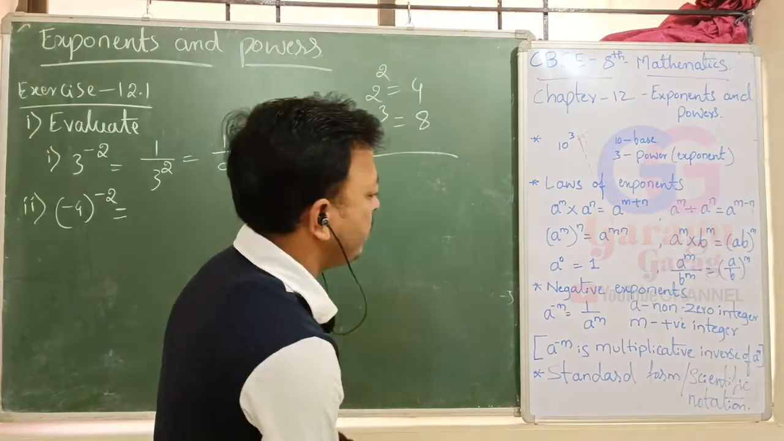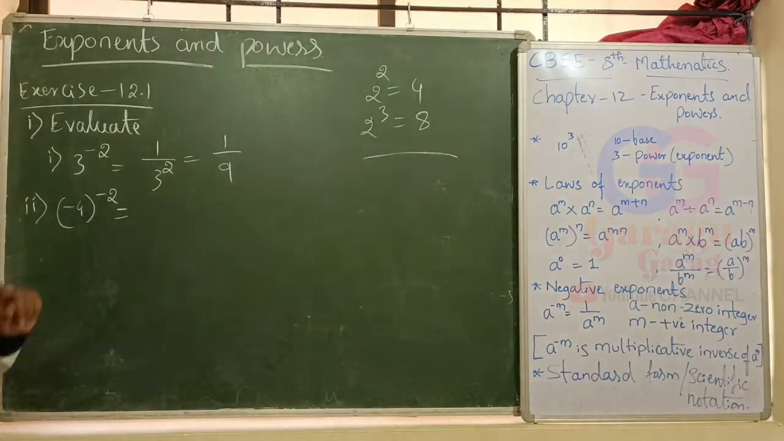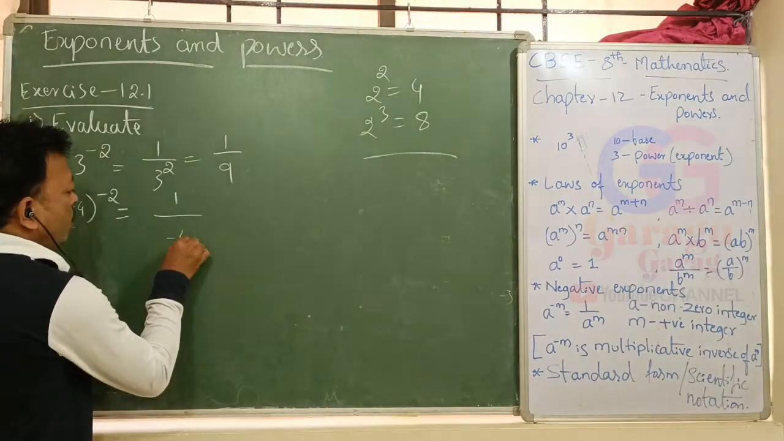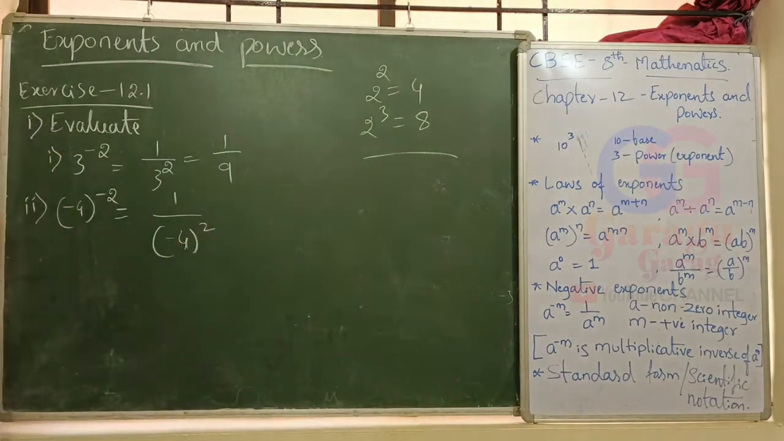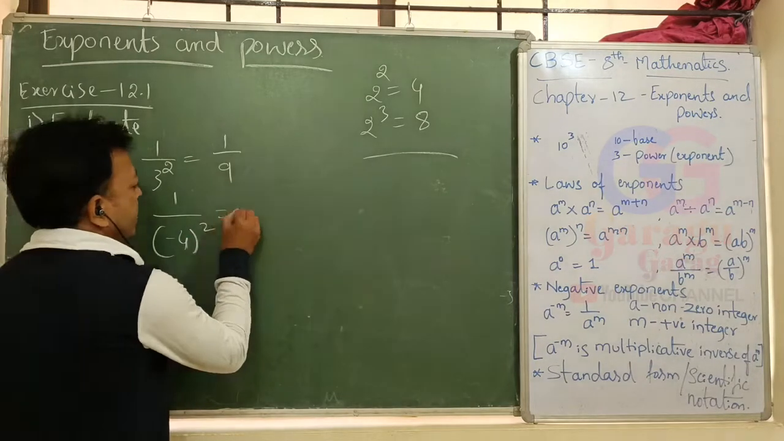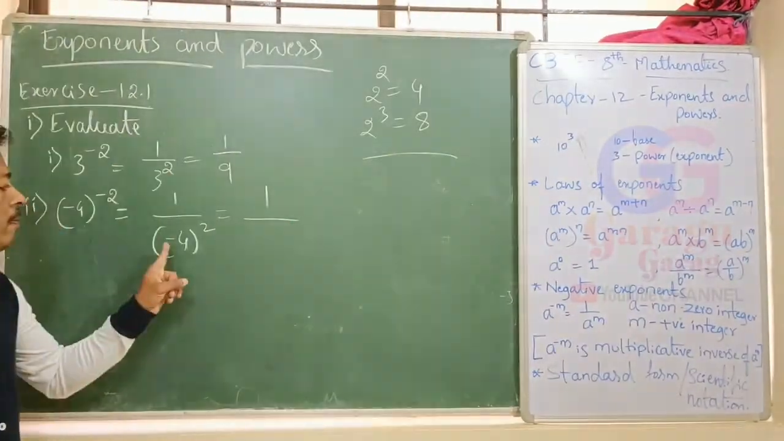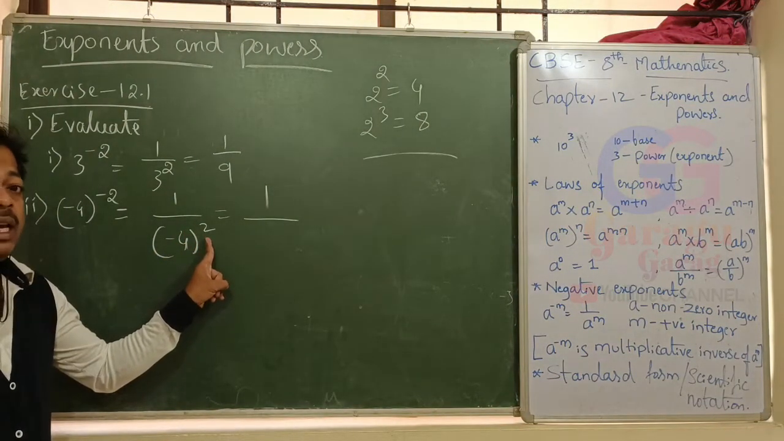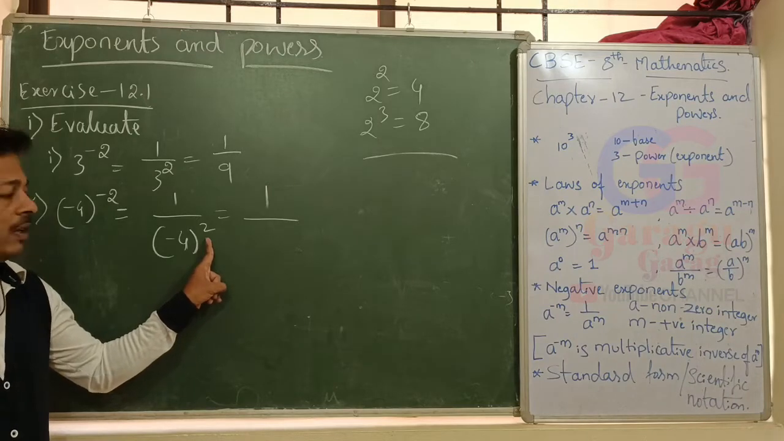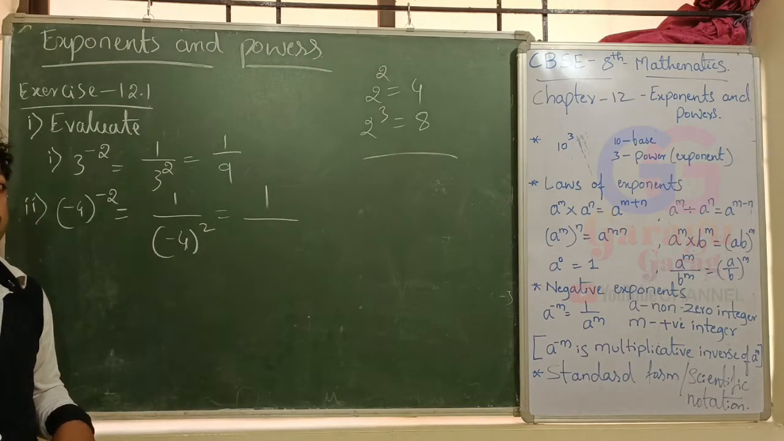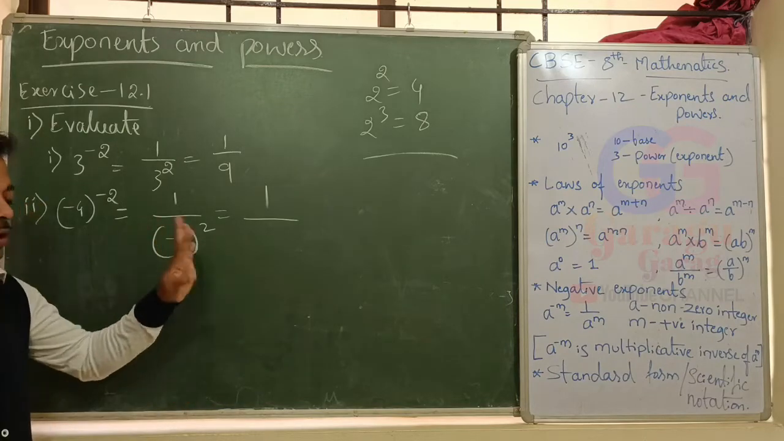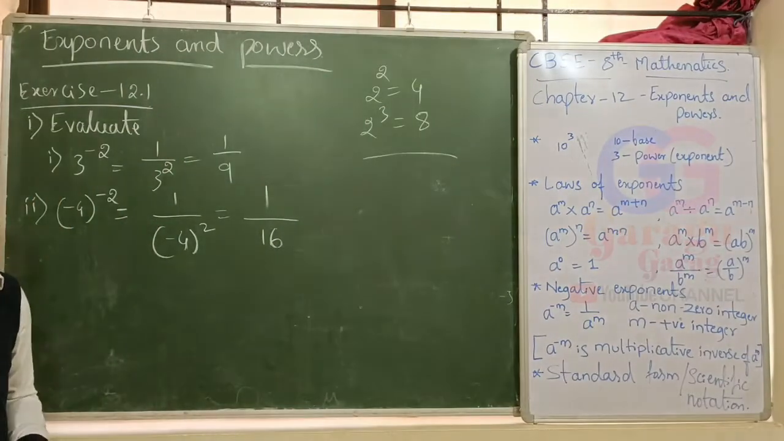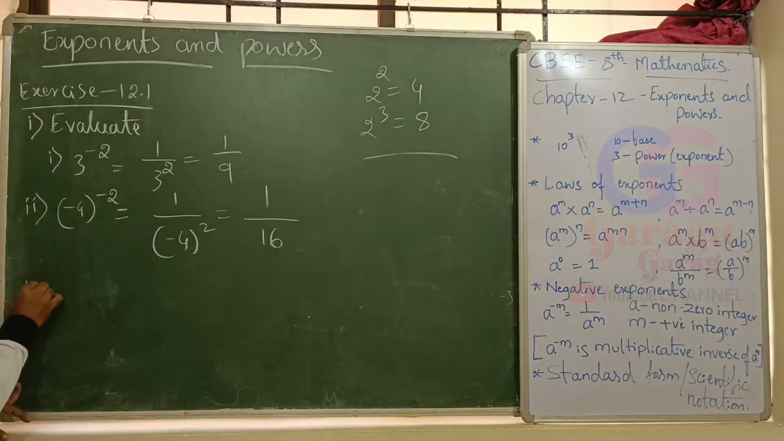First you have to apply the law. Minus 4 raised to minus 2. Write it here as 1 divided by minus 4 whole square. This is a negative number, and the exponent is what? The exponent is even. So if the exponent is even, then the negative will become positive. So 4 square is 16. The answer is 1 divided by 16.